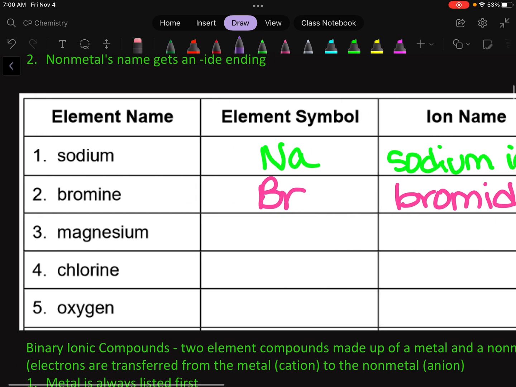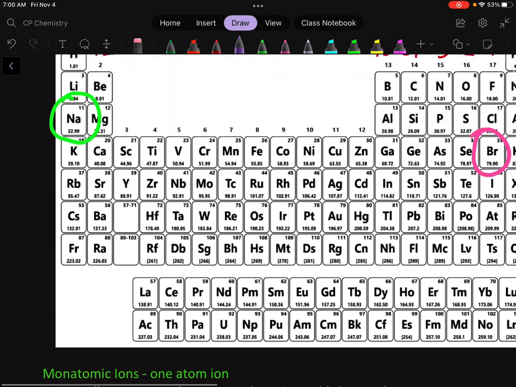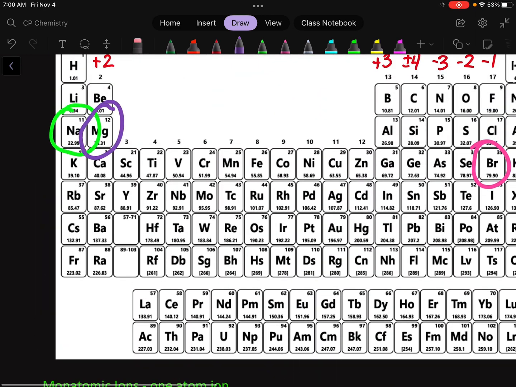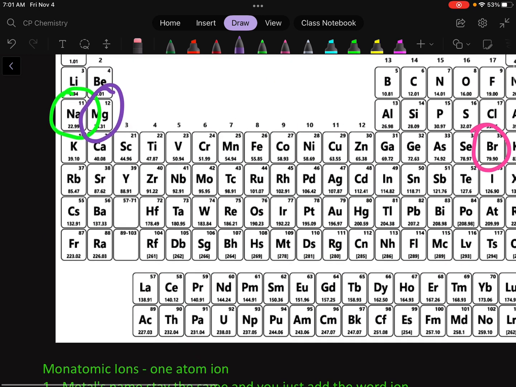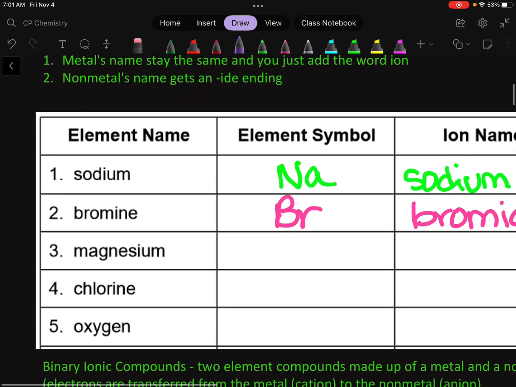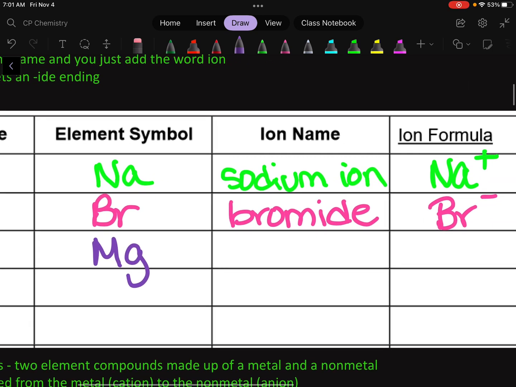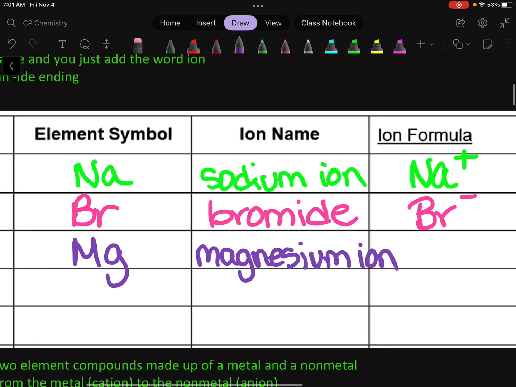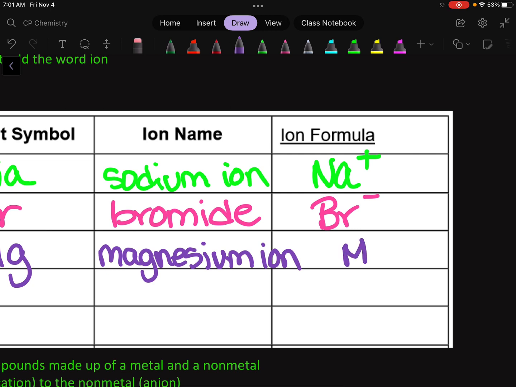All right, magnesium is next. Magnesium's right next to sulfur. It's in group 2, so it's going to get a +2 charge. So its symbol is Mg. Its ion name, since it is a metal, is magnesium ion. And then its ion formula is Mg, and we said it gets a +2 charge.